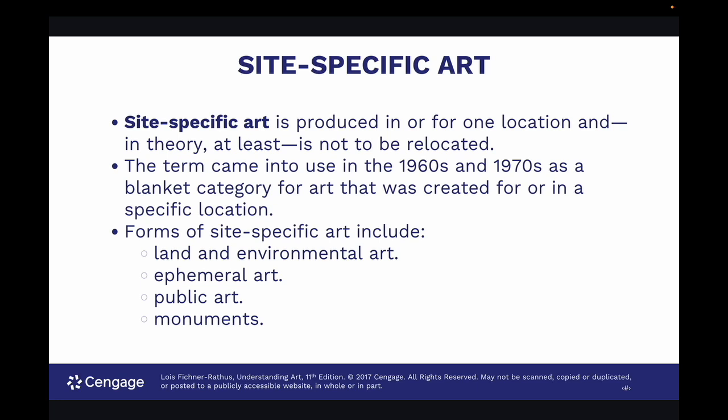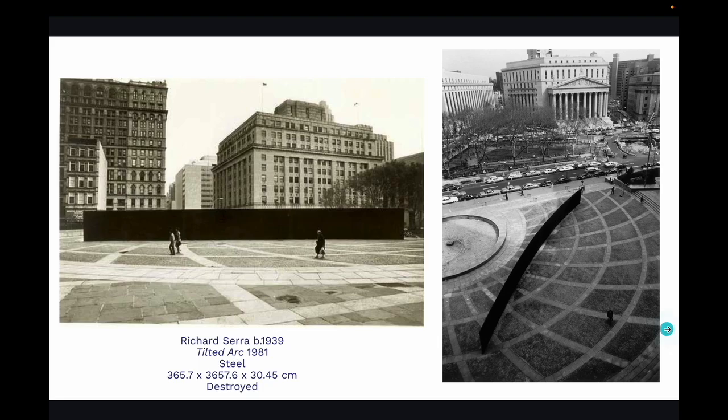Site-specific art is produced in or for one specific location, and in theory, it's not supposed to be relocated. Doesn't always happen, but for the most part, it's not supposed to be relocated. The term came into use in the 1960s and 70s as a blanket category for art that was created for or in a specific location. And we're going to look at some land or environmental art, ephemeral art, public art, and some monuments.